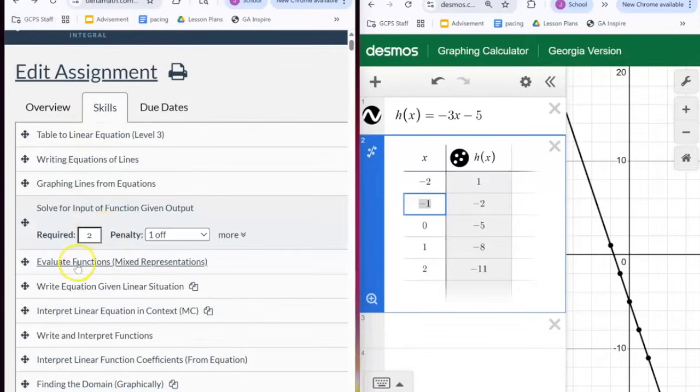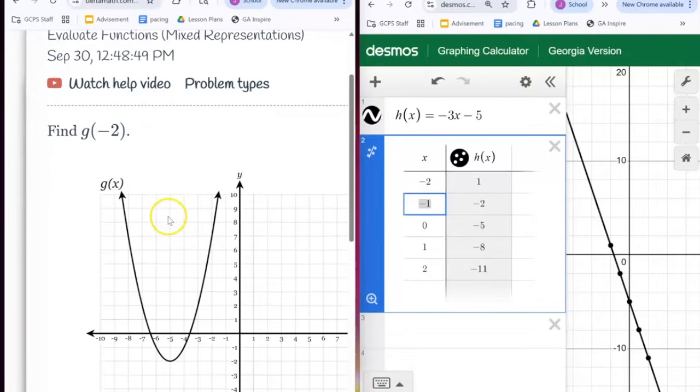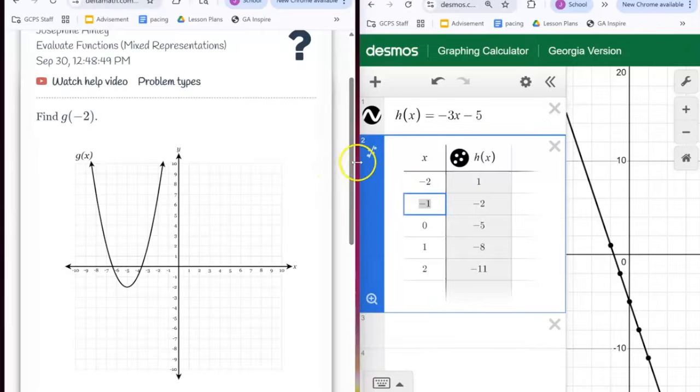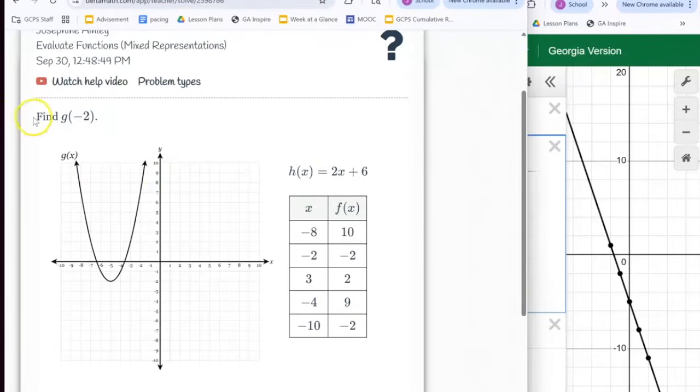We're going to take a look at evaluate functions mixed representations. What that means is many ways of looking at things. Okay, so when you have the mixed representations, how do you evaluate the function? So first it says find g of -2. The letter is g. So do I look at h? No. Do I look at f? No. I'm only looking at g.